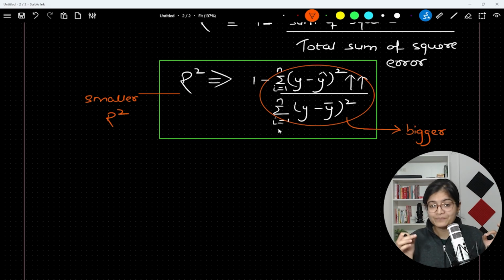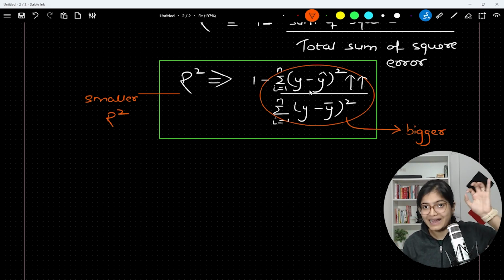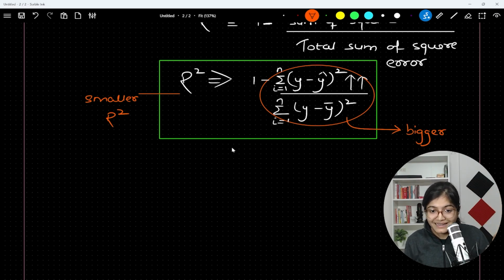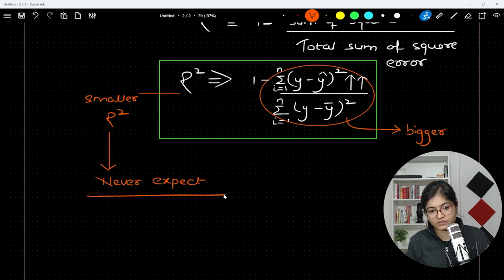So your answer should be that we are expecting a higher value of r square, not a lower value, because just now I have told you, when this becomes smaller, the residual error will be bigger, and I never ever want this value to be bigger, right? In this scenario, we never want it. As an ideal case, this scenario should not happen. So we never expect this kind of situation. What we want is a bigger value of r square.